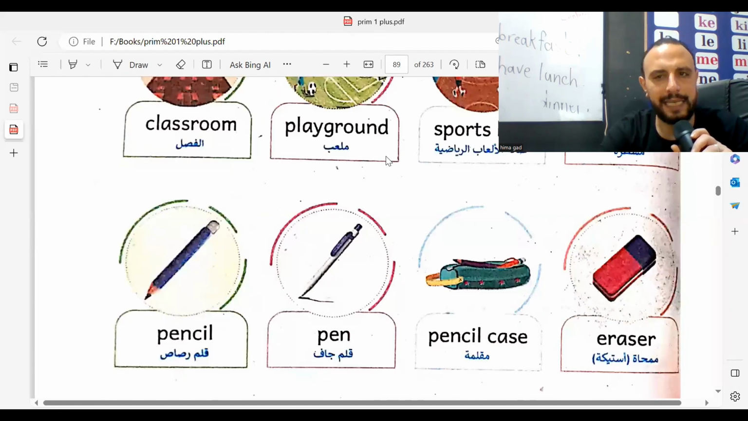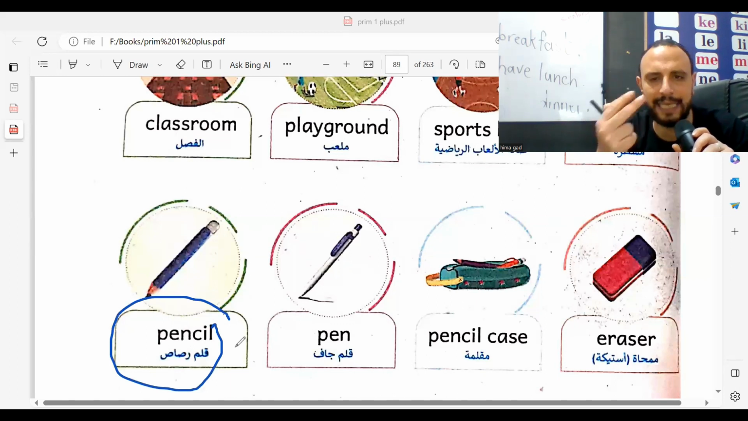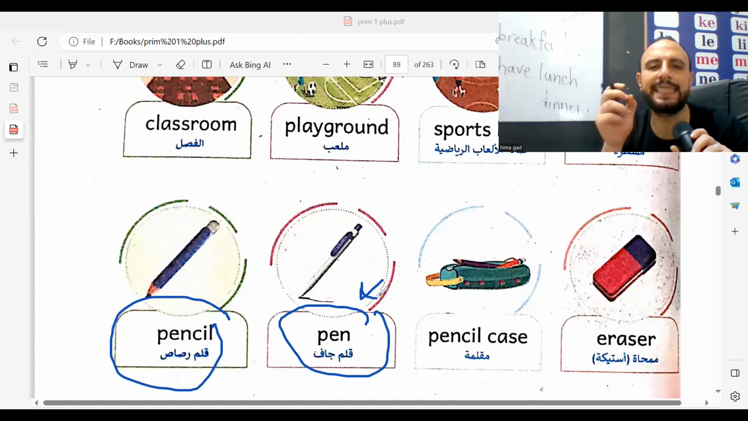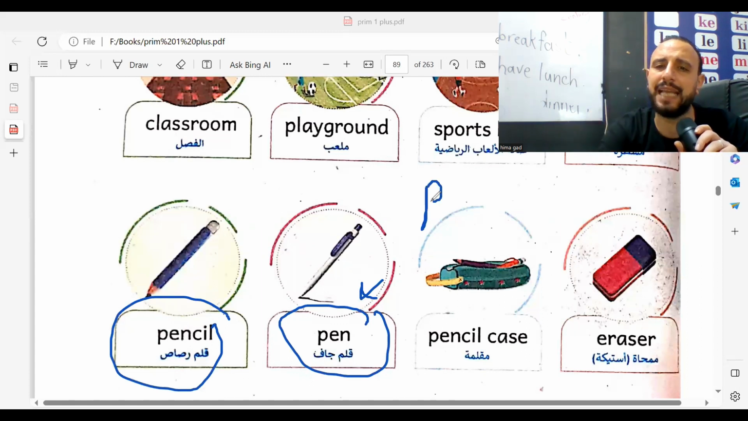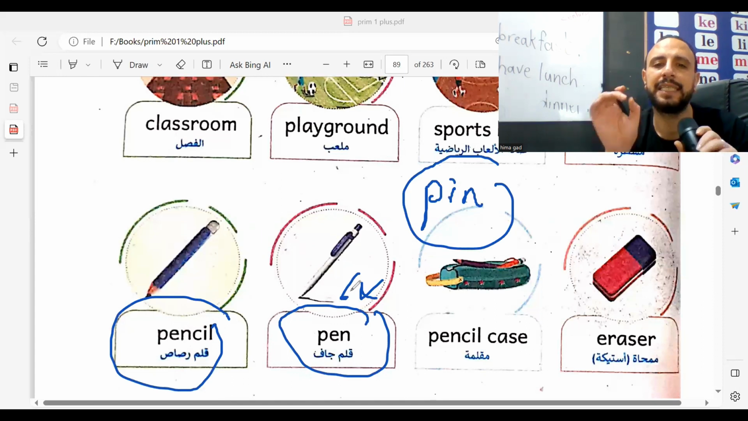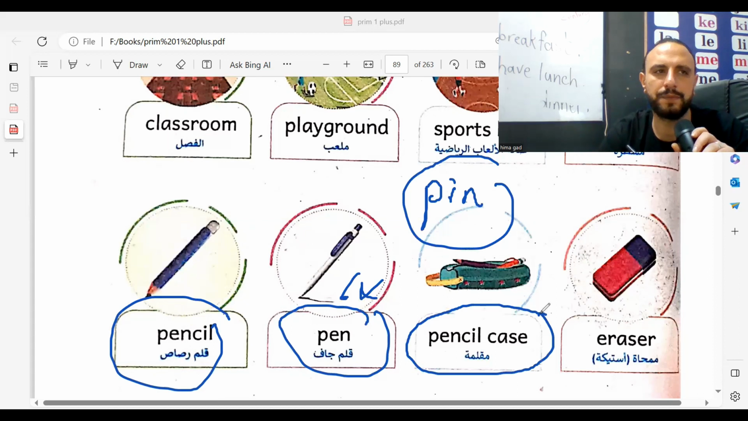What's this? شطورة أنا. It's a pencil. What can you see? I can see a pencil. Bravo. What's this? برافو عليكم. It's a pen. ينفع أقول It's a pin؟ لو قلنا pin هنكتبها كده ويبقى معناها دبوس, لكن احنا عندنا دي اسمها ايه؟ pen. It's a pen. لا, ما حدش يقول pin. It's a pen. I can see a pen. It's a pencil. I can see it's a pencil case.